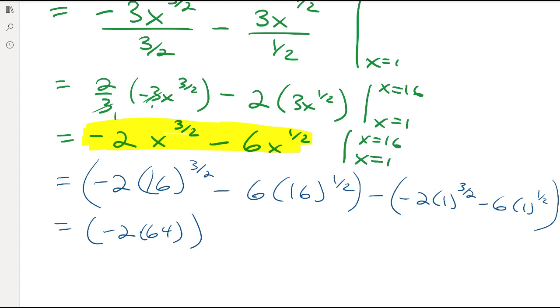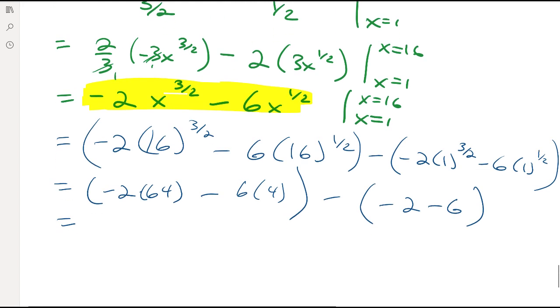So -2 times 64 minus 16 to the 1/2 means we take the square root of 16. Square root of 16 is 4 times 6. So let's do it. So 6 times 4. We'll clean that up in a second. Minus, let's see, 1 to the 3/2 is 1. 1 times a -2 is a -2. 1 to the 1/2 is 1. 1 times a -6 is a -6. So we have, let me do a different color, -2 times 64 is a -128 minus 24. Whatever that is, it needs to be subtracted away from -2 minus 6, which is a -8.